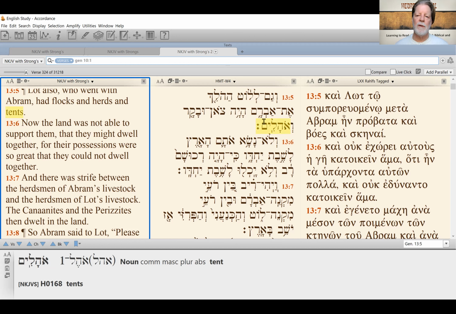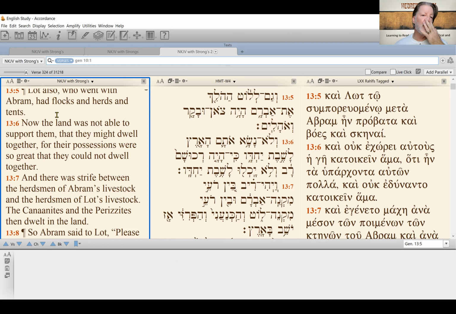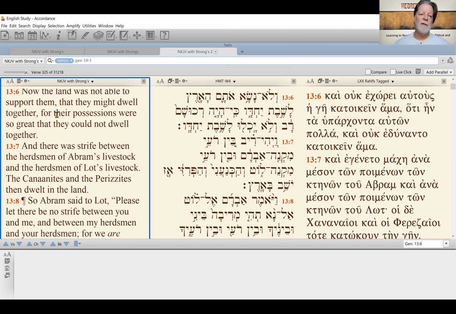This is a plural ending. So Lot also has a lot of possessions. He has a lot of servants. He has a lot of shepherds to take care of his flocks and herds, and so forth. Verse 6, now the land was not able to support them that they might dwell together, for their possessions were so great that they could not dwell together.